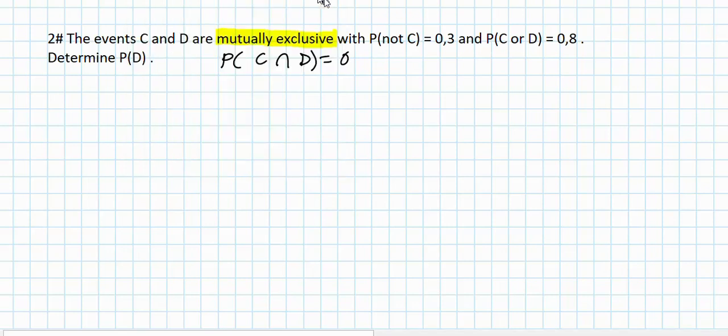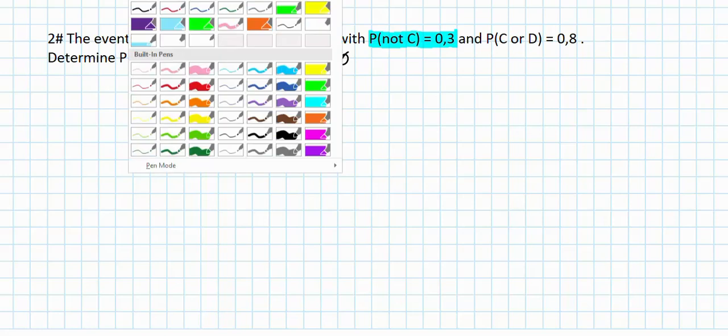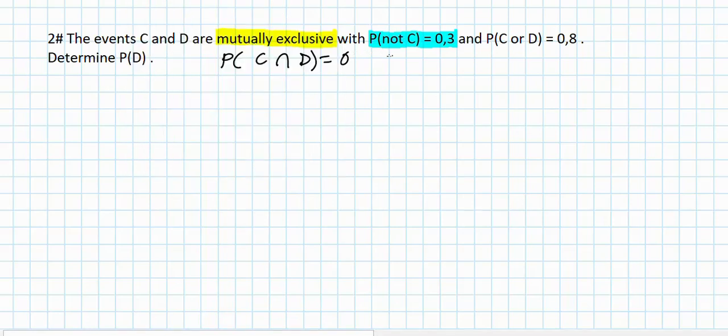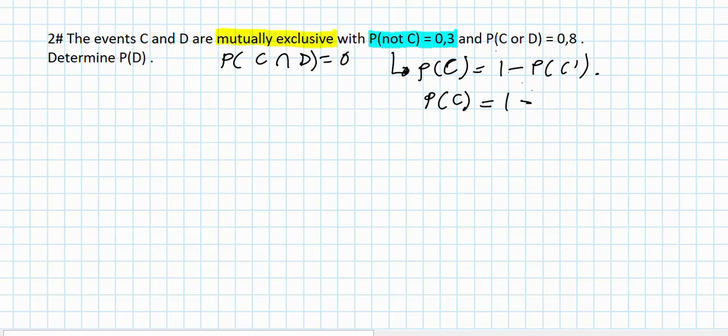Now they're saying, just know that the probability of not C is 0.3. What does that mean? It says to you, since you have the probability of the complement, you can use the complement to find the probability of the real thing, right? The probability of C is equal to 1 minus the probability of the complement. Now, which means the probability of C is equal to 1 minus, what is the value of the complement? 0.3. How much do we get there? We get 0.7.